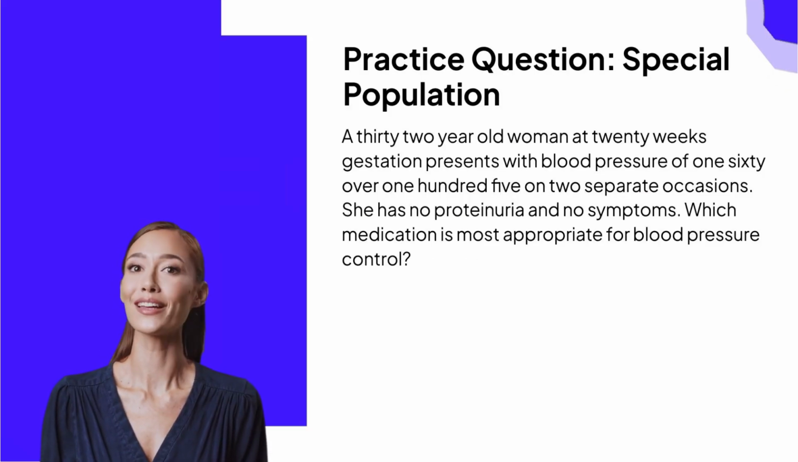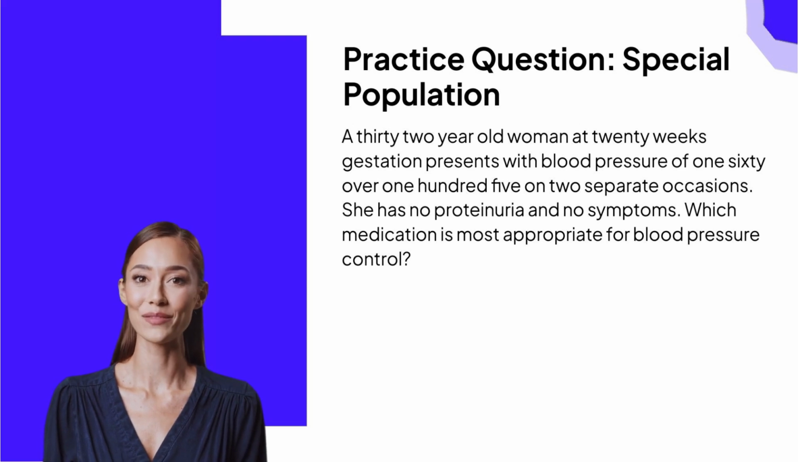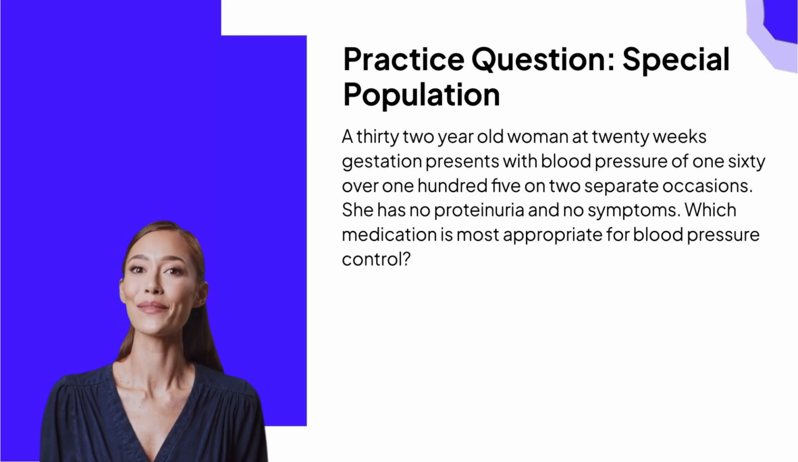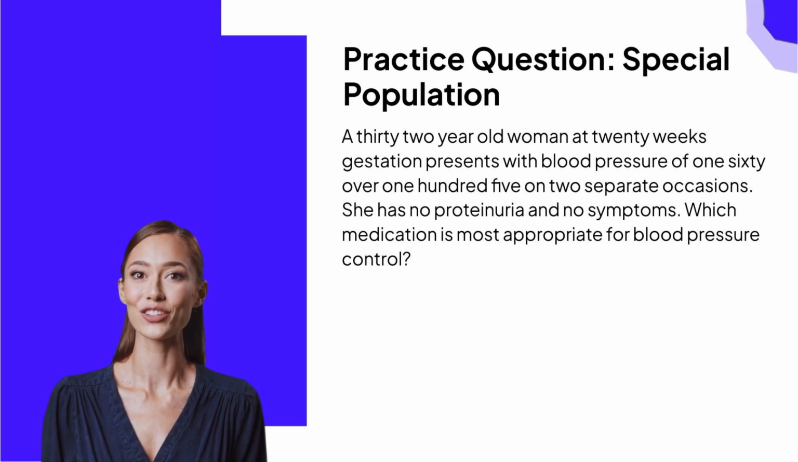Hypertension in pregnancy is another high-yield topic. Here is the question. A 32-year-old woman at 20 weeks gestation presents with blood pressure of 160/105 on 2 separate occasions. She has no proteinuria and no symptoms. Which medication is most appropriate for blood pressure control? This question tests 2 things: classification of hypertensive disorders in pregnancy and safe medication choices.